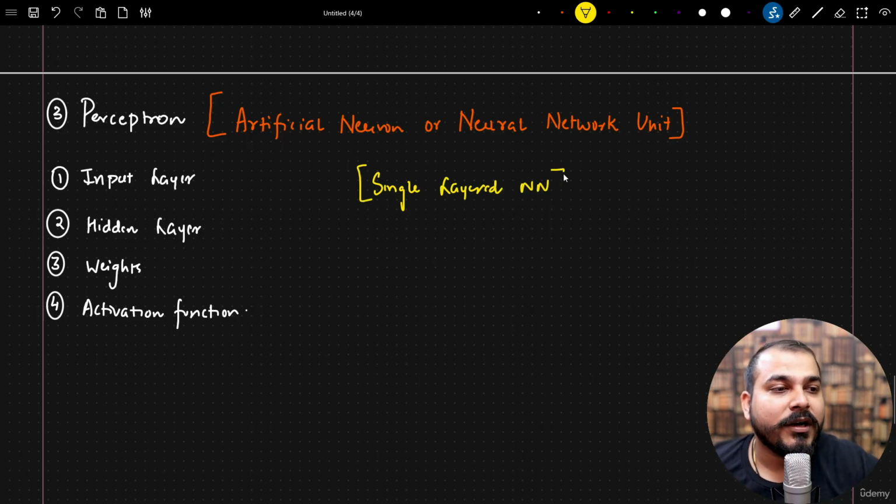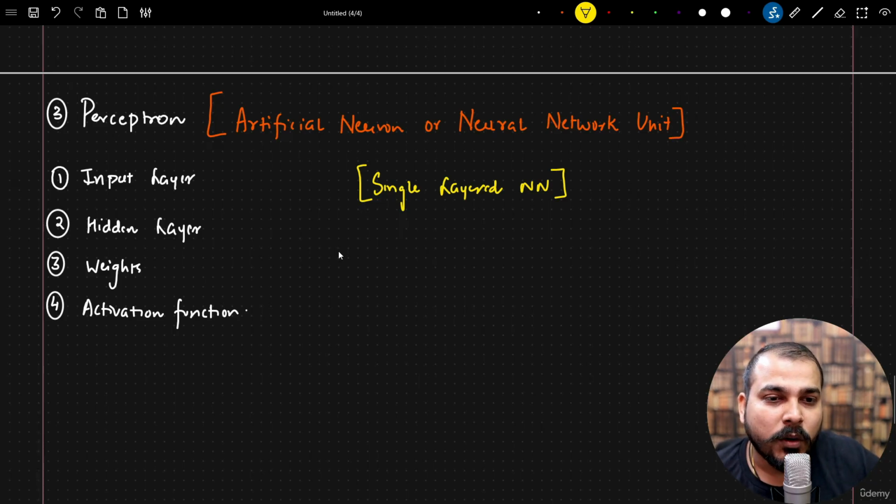We'll try to understand what exactly this is, and in the upcoming videos we'll also try to understand the advantages and disadvantages with respect to Perceptron, and why we move towards the multi-layered neural network, which we call an artificial neural network. If I talk about the difference between Perceptron and ANN, I can say Perceptron is a basic unit of ANN.